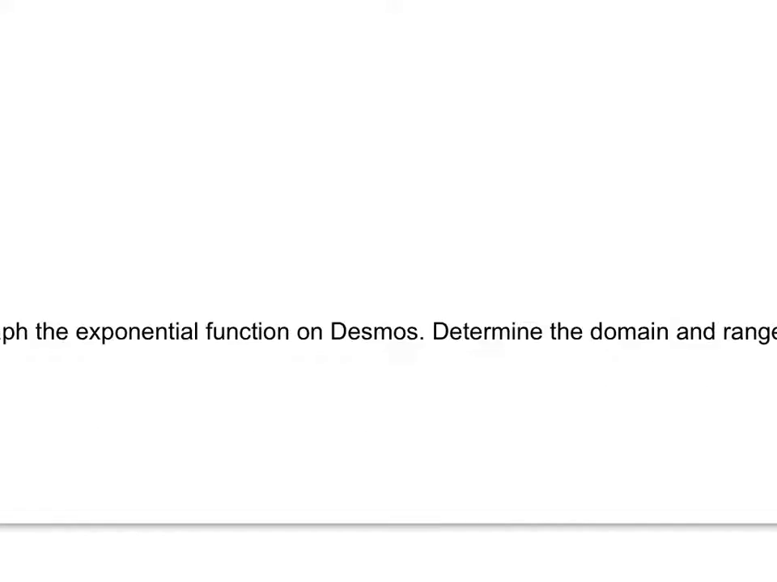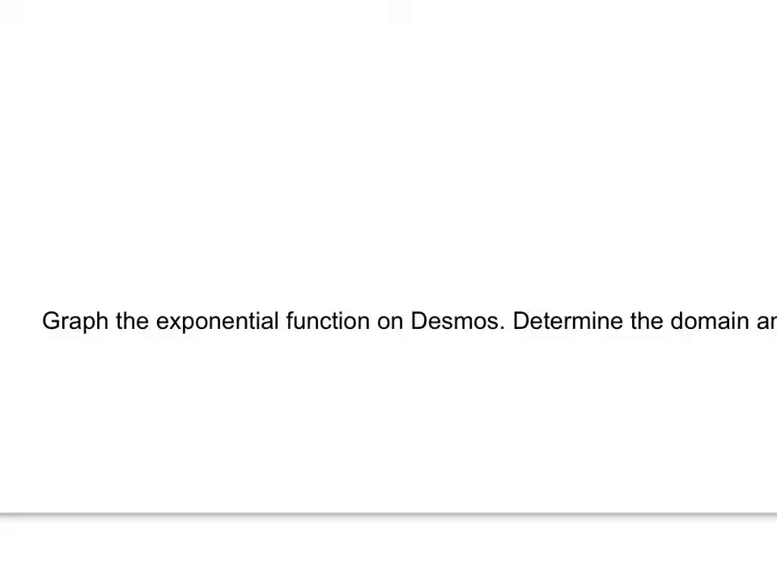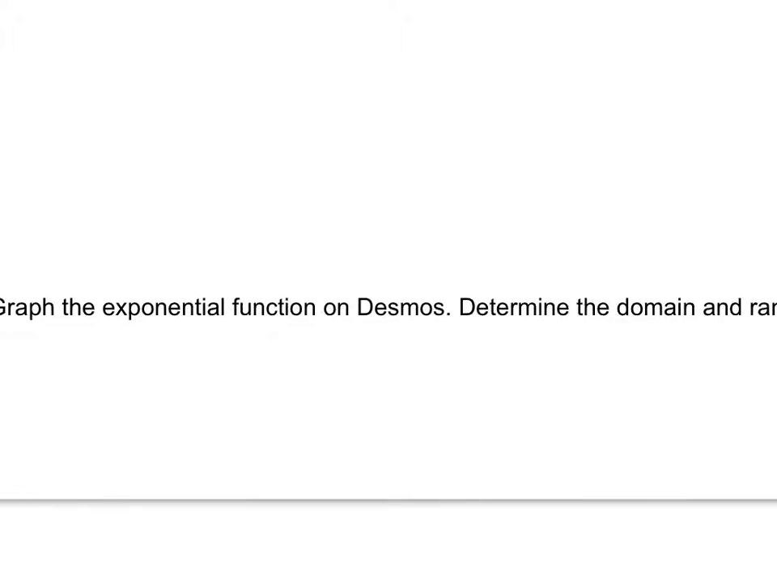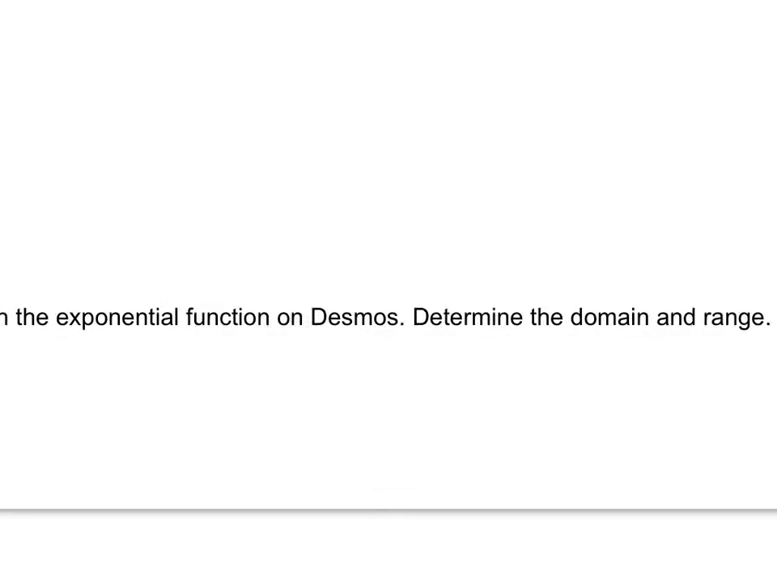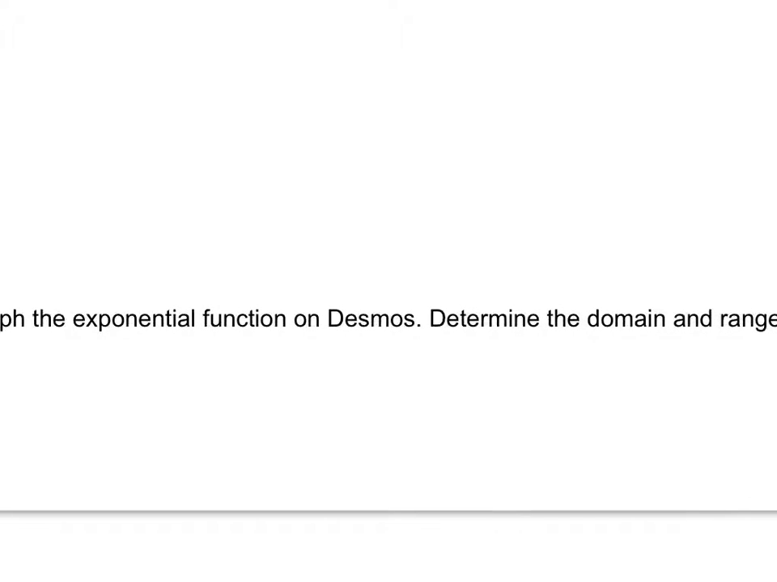Okay, so what we're going to do is graph some exponential functions on Desmos, and then we're going to determine what the domain and range of those are. Remember, we said domain is always going to be everything, and range is going to be 0 to infinity unless some kind of shift occurs. And we'll see how that makes sense with the graph.